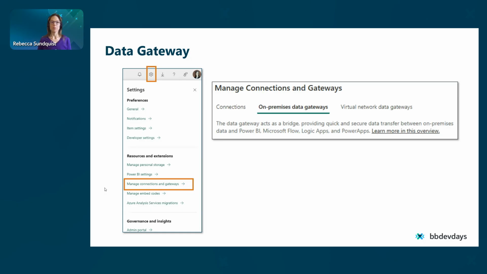So again, this is available under the settings wheel with Manage Connections and Gateways, but now instead of being on the Connections tab, we're on that next tab, On-Premises Data Gateways, and this is where you'll be able to manage those.